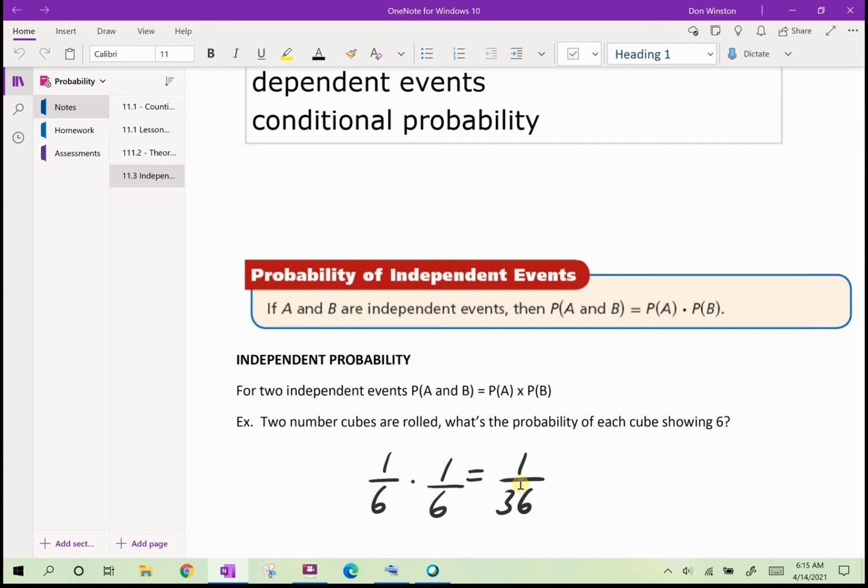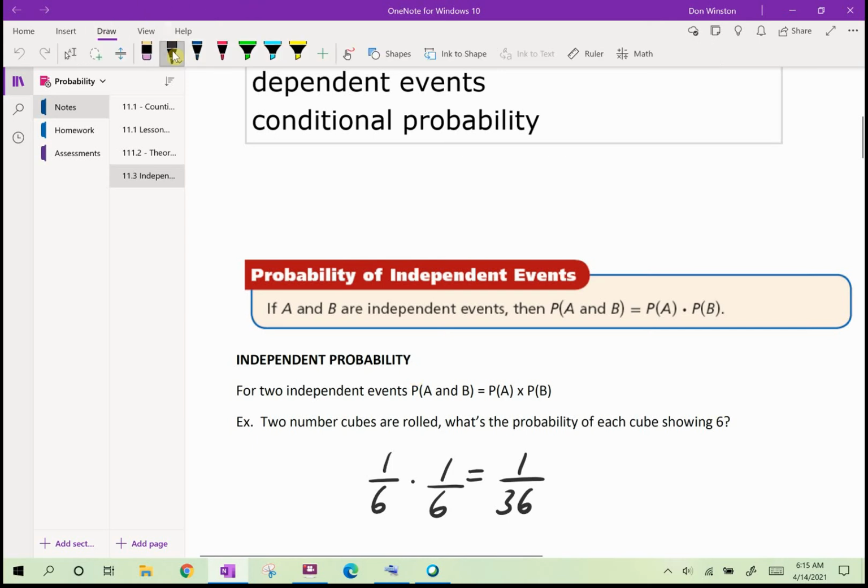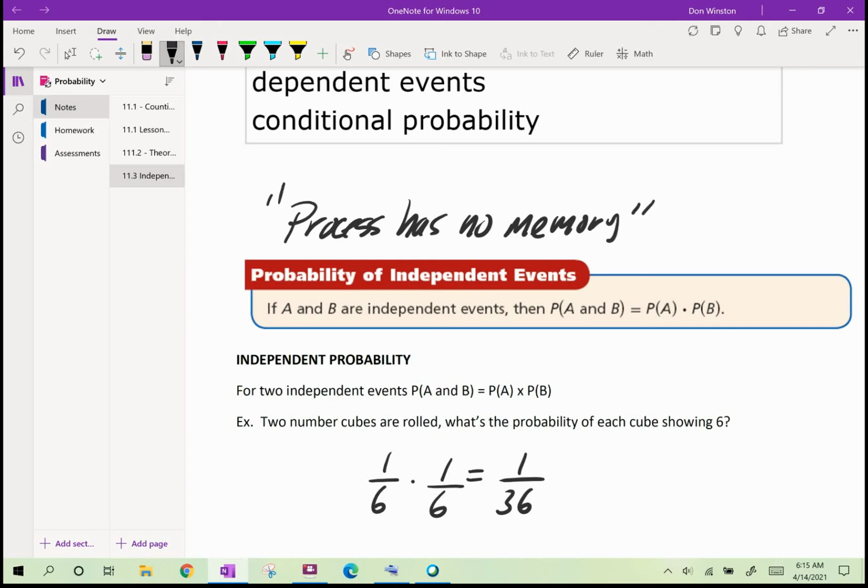Certainly, if I roll two cubes, one cube does not care or remember anything about the other cube. We like to say with independent events that the process has no memory. It's always a good way to look at it. The process has no memory. Or in other words, the red cube does not know anything about what the blue cube did, or vice versa. Each event has no memory.